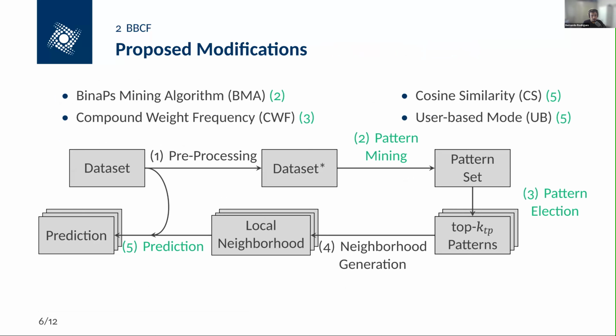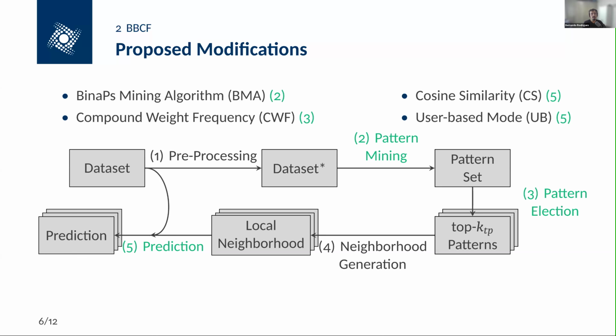So here in green are the modifications we proposed to the original implementation and their respective steps. These modifications were tested individually and combined with one another. First, for the pattern mining step, we brought BINAPs as an alternative to the traditional Cubic 2 algorithm that is used in the original implementation. BINAPs is a neural network approach using autoencoders. Second, for the pattern selection, we proposed the compound weight frequency similarity metric that was designed to prioritize larger and denser patterns.